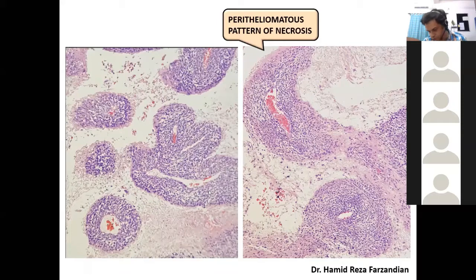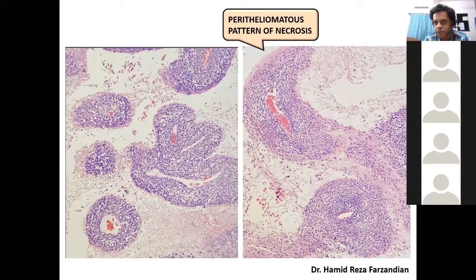This is something which was shared by one of my contacts on LinkedIn. He had an interesting case which he showed, and I've picked this up from his case. This particular pattern is another very interesting pattern. It's called the peritheliomatous pattern. Because these cells are very metabolically active and don't get much blood supply, the cells around the vessels tend to survive, whereas the rest of the tumor undergoes necrosis. So what you have is a perivascular sustentacular pattern, with cells preserved especially around the blood vessels. This type of pattern is also characteristically seen in Ewing sarcoma. So just keep that in mind.